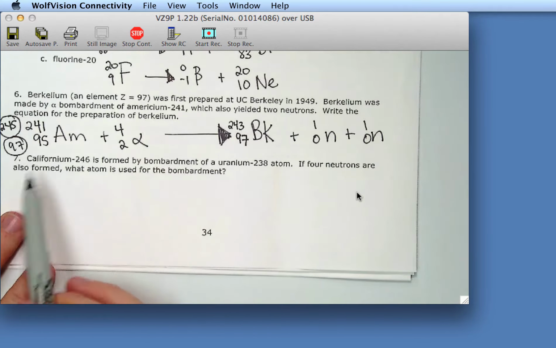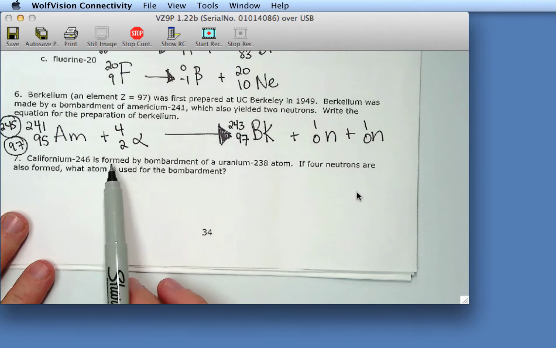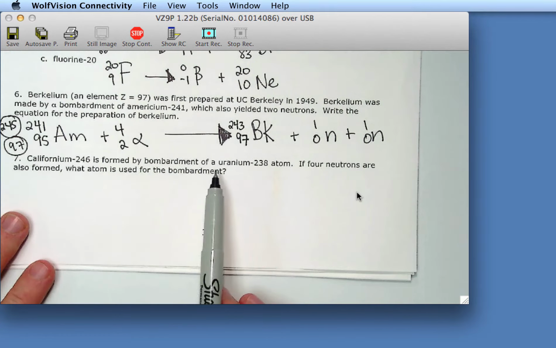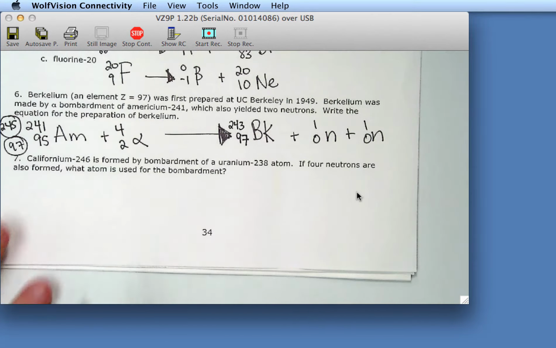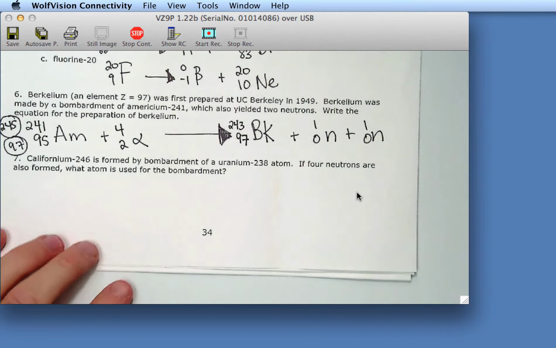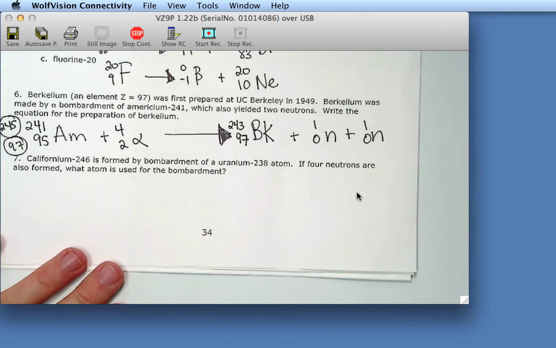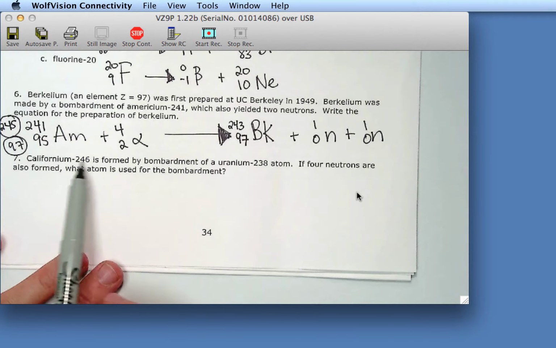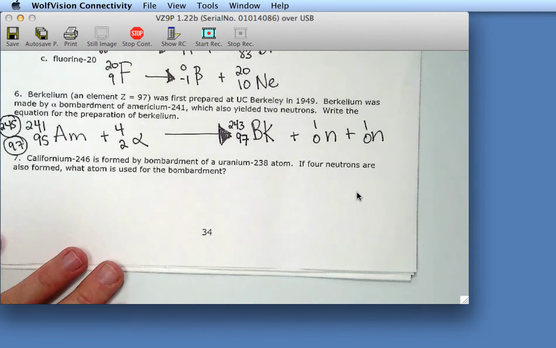So question 7, californium-246 is formed by the bombardment of a uranium-238 atom. If 4 neutrons are also formed, what atom is used for the bombardment? Okay, so californium-246 is formed.